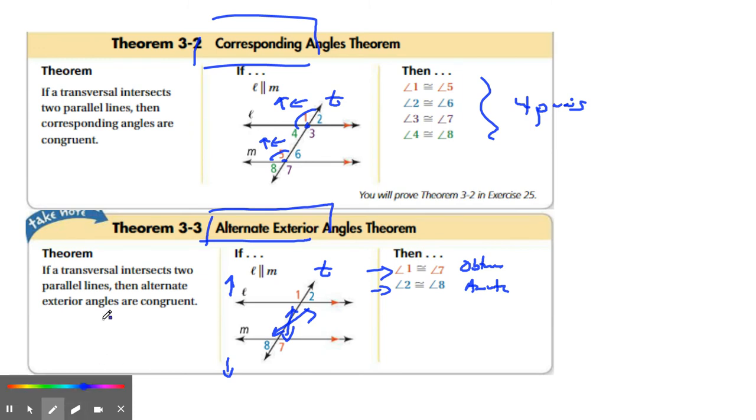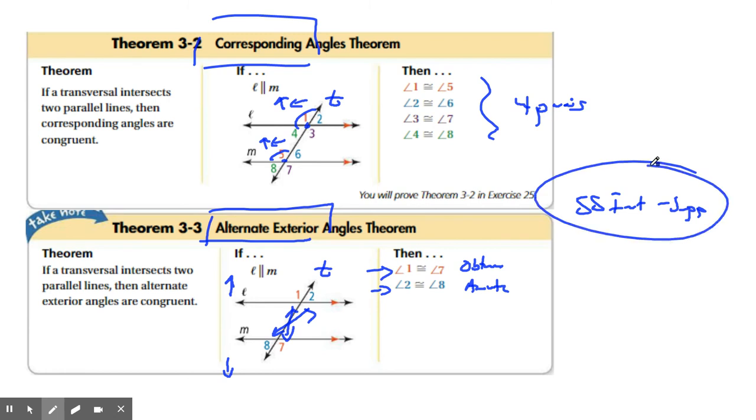And they're congruent. So again, the only ones that are supplementary are your same side interior. Same side interior are supplementary. Everything else is congruent.